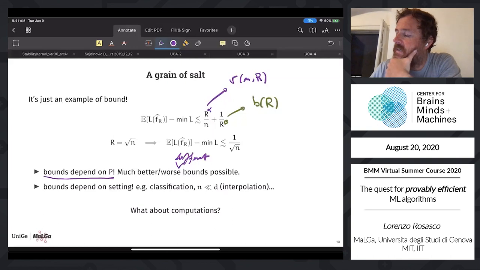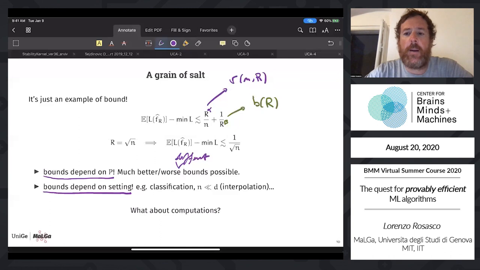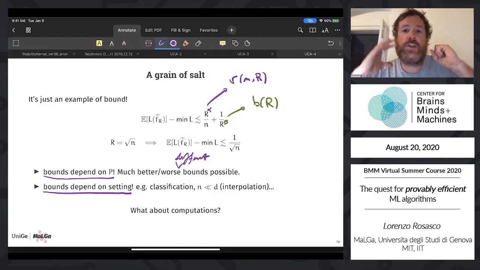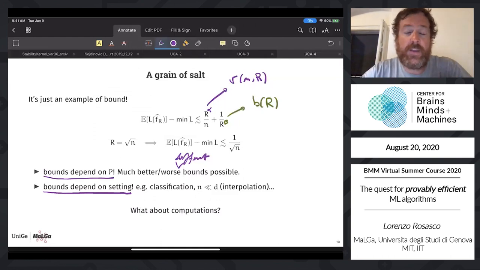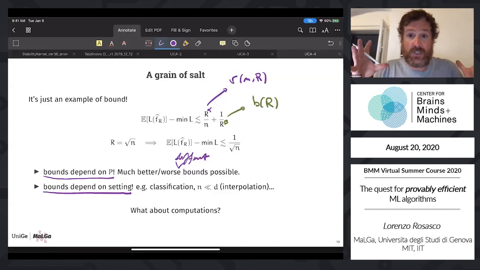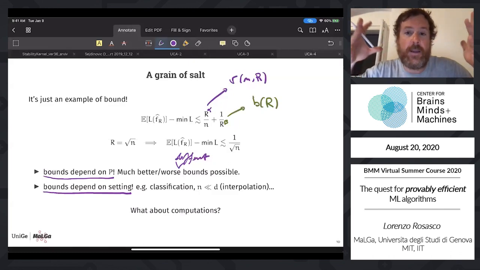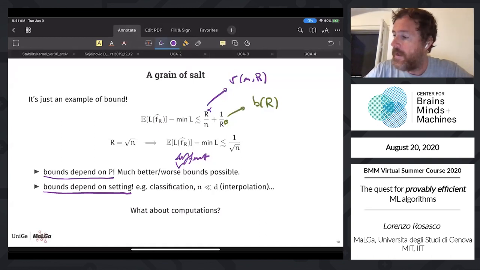The other point is that here I'm just giving a very generic perspective, but there are many possible bounds that can be specialized to specific situations. For example, classification, okay? Classification is special because typically we don't really care about the cross entropy error, we care about the misclassification error, the number of errors, and then the picture changes a bit. Or we might be in a situation where data are not so many and they are in high dimension. And then it's very easy to fit them exactly, okay? What is these days called interpolation or benign overfitting, okay?